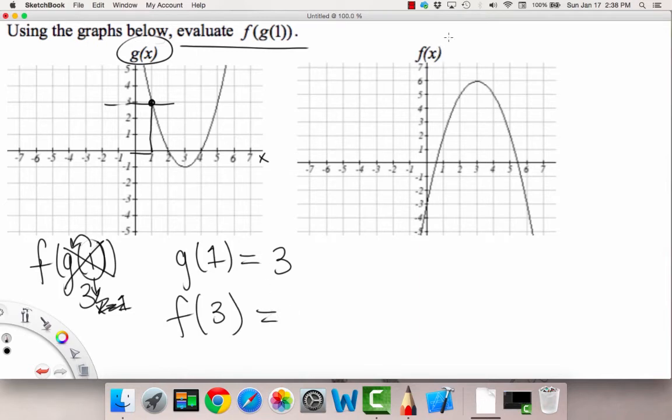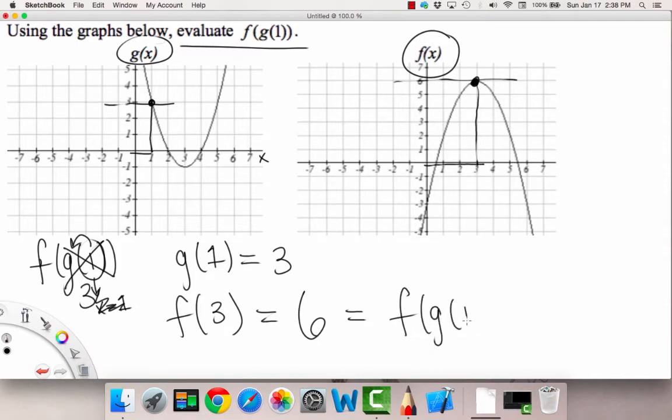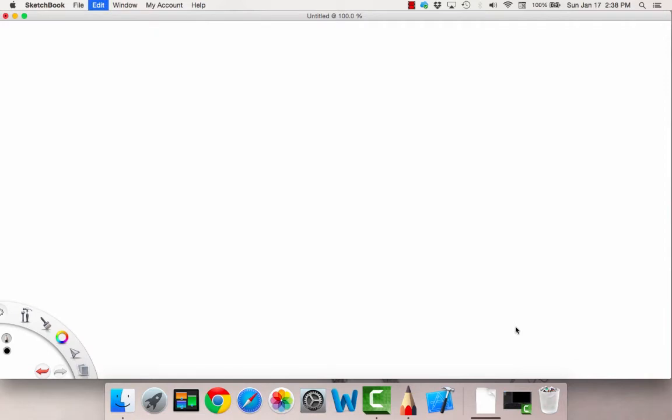And now we switch over to our f of x graph. We look at the input of 3, and then we just go up and find our function value. That would be actually at the top of our u, and this is equal to 6. And that would be our answer. This is equal to f of g of 1.